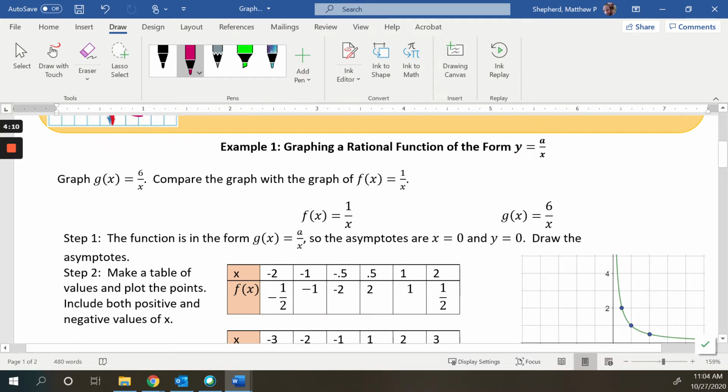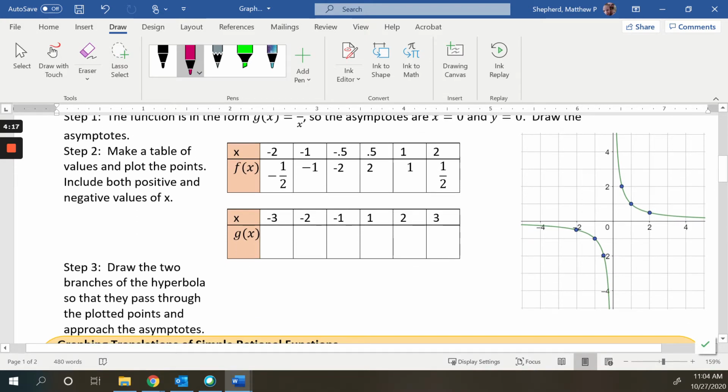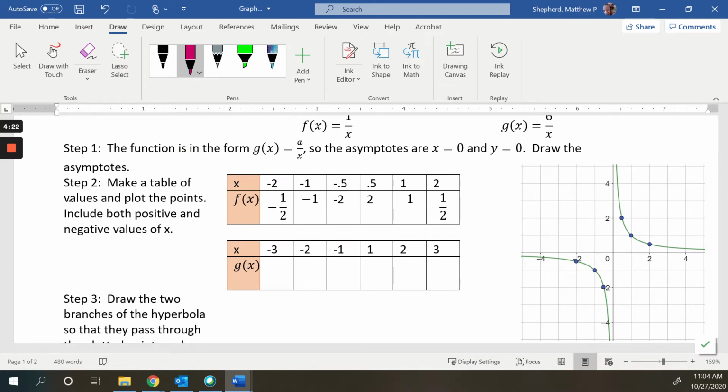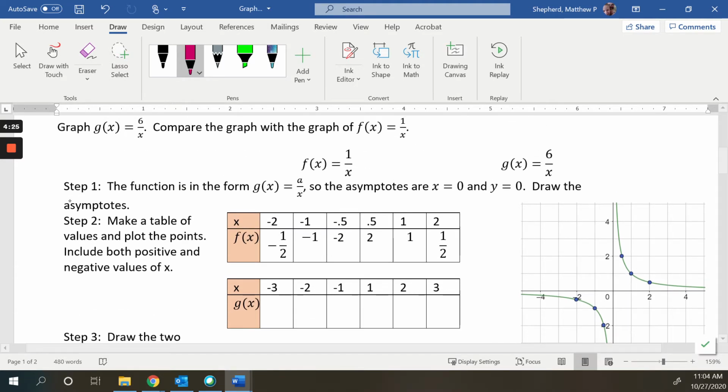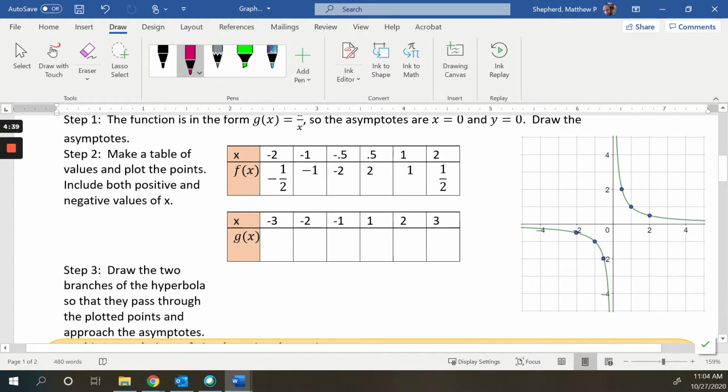All right. So now we're going to compare two functions. Already graphed here is the graph of 1 over x, and that table is already filled in. What we're going to do is graph g of x equals 6 over x. And we want to see how changing this number up top changes the actual graph of it. So pay close attention to the changes you see in the graph.